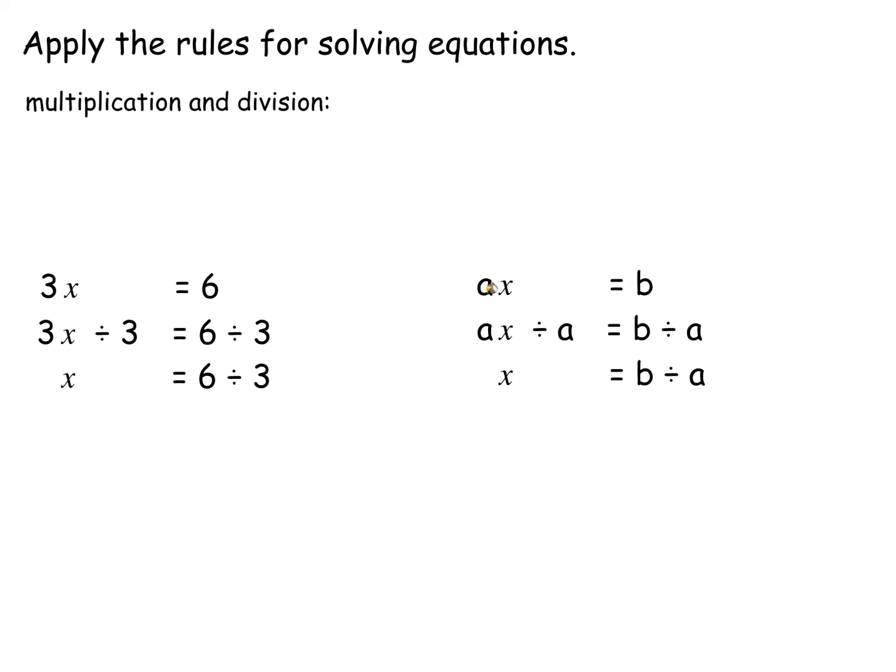Multiplication of x by a here, so that's a times x. So multiplication by a became division by a. We'd normally write that as a fraction, b over a.